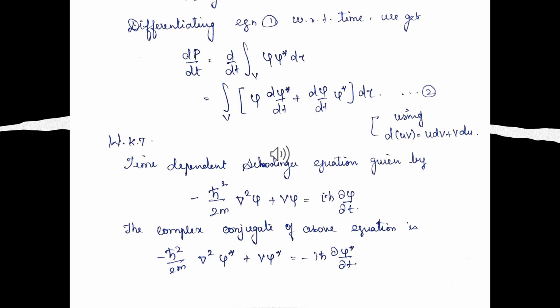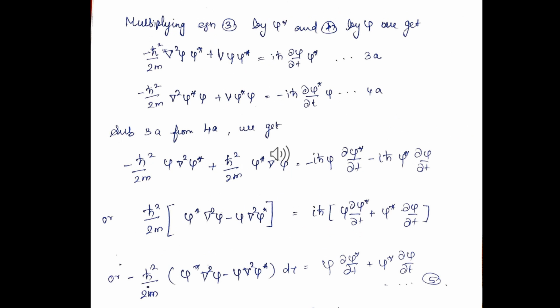Now taking the complex conjugate of the above equation, it becomes minus h cross square by 2m del square psi star plus V psi star equal to minus i h cross dou psi star by dou t. Now multiplying equation 3 by psi star and equation 4 by psi, we are going to subtract equation 3 from 4.